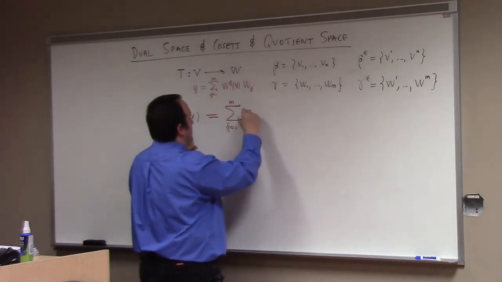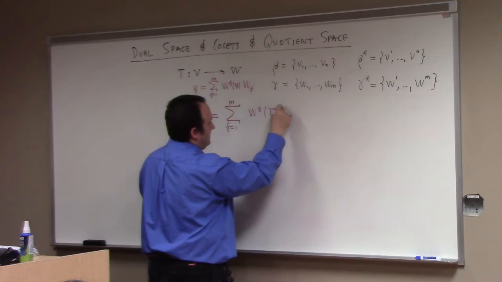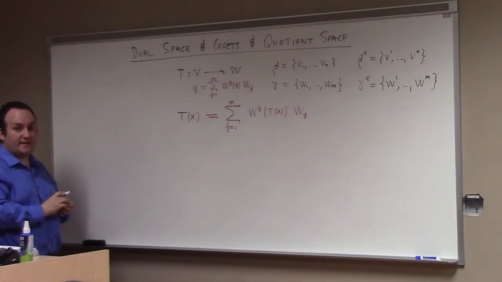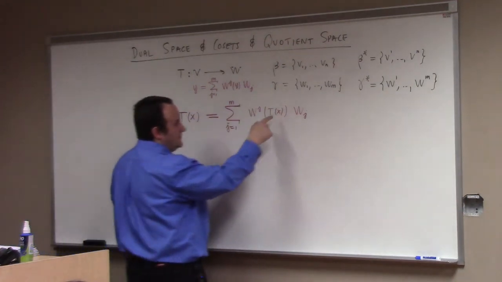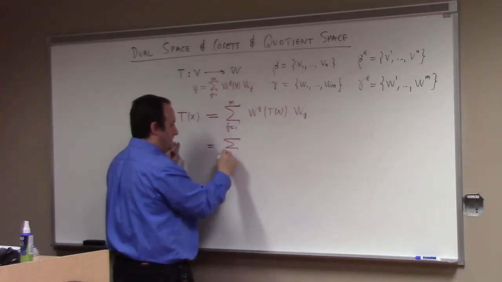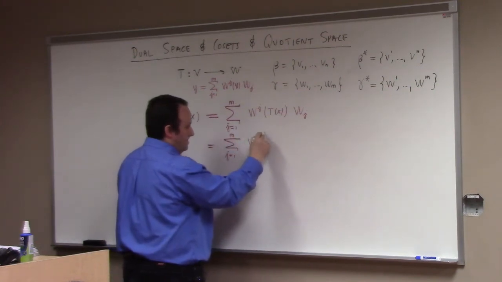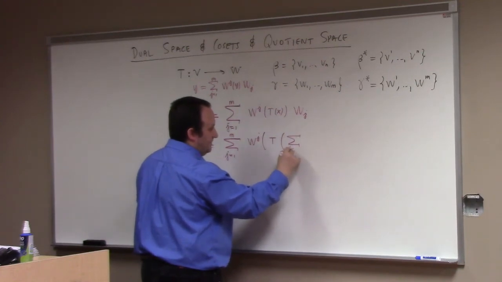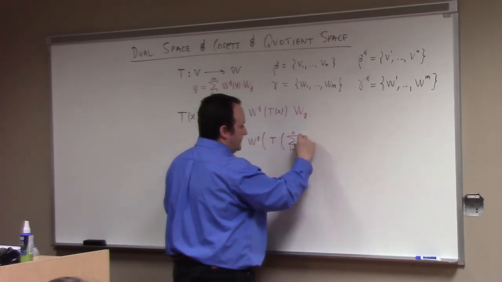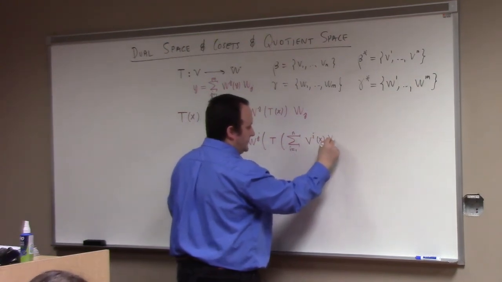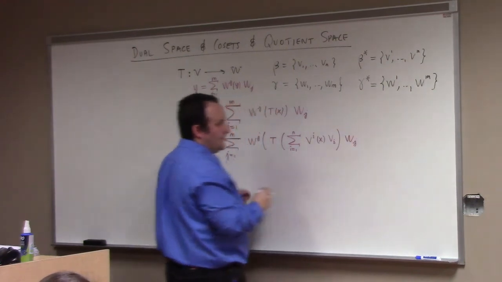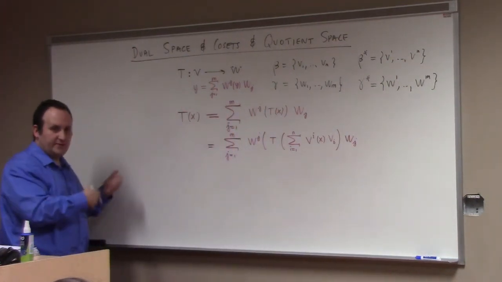I can apply that to T of x. So I've got w^j of T of x times w_j. That's just using that gamma is a basis for W, and that gamma star selects components with respect to that basis. Then what I'll do is I'll take that x, and I'll expand it in the beta basis. So x, of course, is what? Sum i equals 1 to n of v^i acting on x times v_i. So there's the basis beta expansion for x. I still got my w^j out here. My next move is simply to pull the scalars out and reorganize things a little bit.